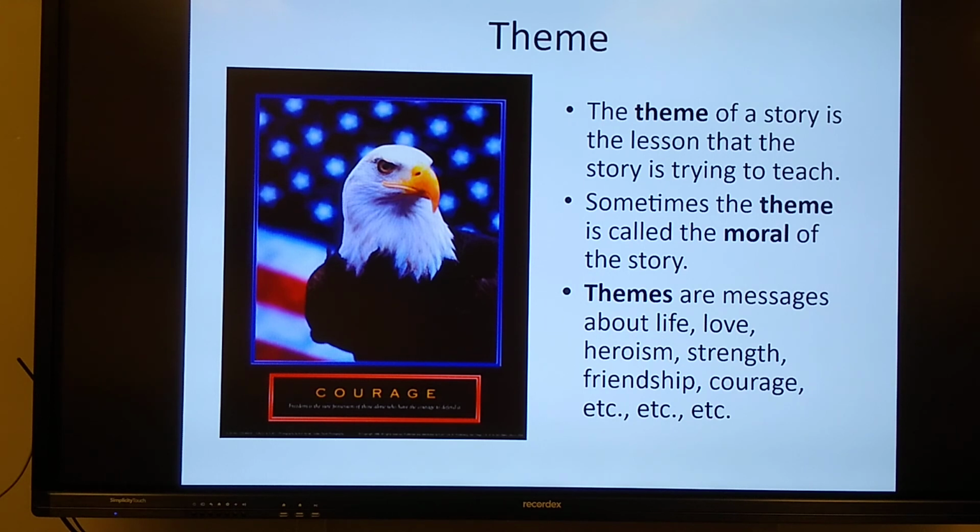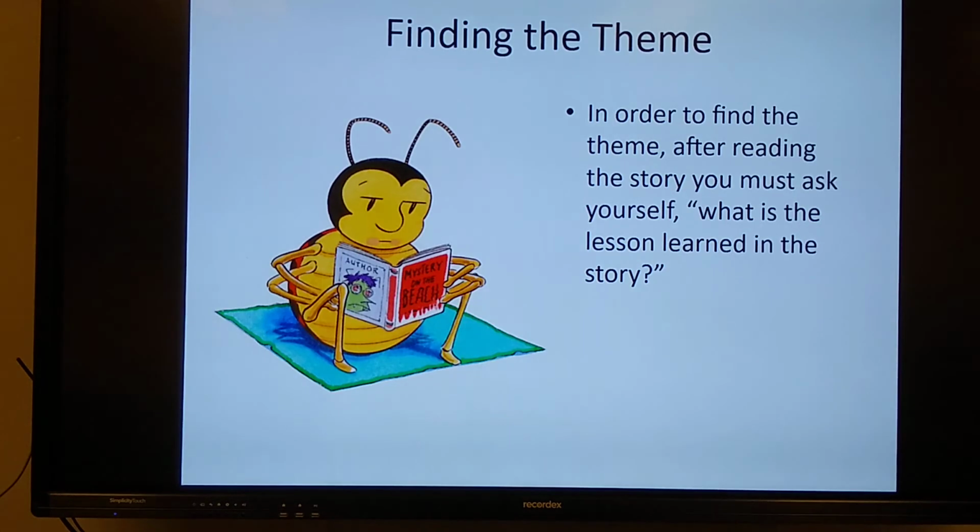Now, not every story or passage has a theme, but some of them do. There is something they're trying to teach you in the story. And when you have a theme question, you're trying to figure out what that lesson is. Finding the theme. In order to find the theme after reading the story or passage, you must ask yourself, what is the lesson learned in the story?